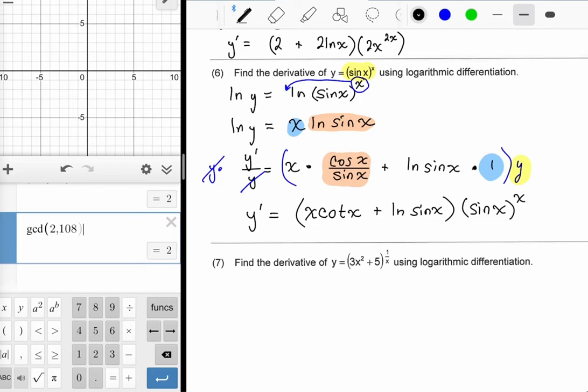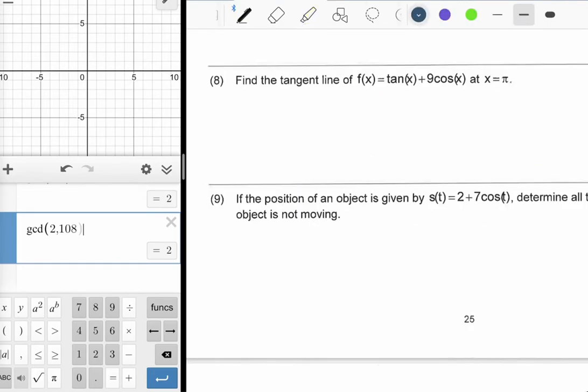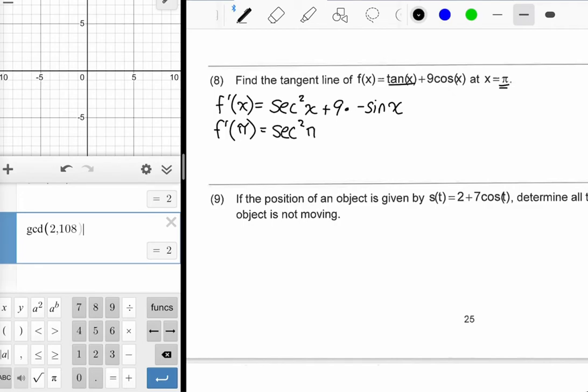And so I'll leave the last one for you to try. All right, the whole function anyway. So f prime of x: tangent has a derivative of secant squared, and cosine has a derivative of negative sine. All right, so we need to find the derivative at pi. So I need secant squared of pi, and this is really minus 9, so minus 9 sine of pi.